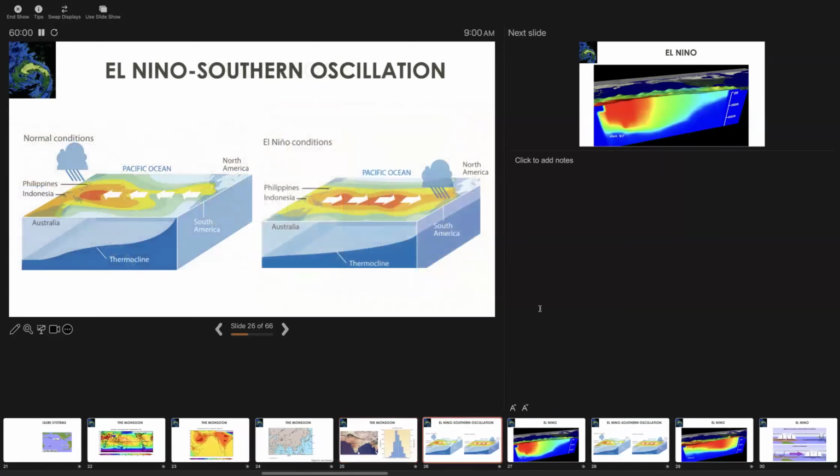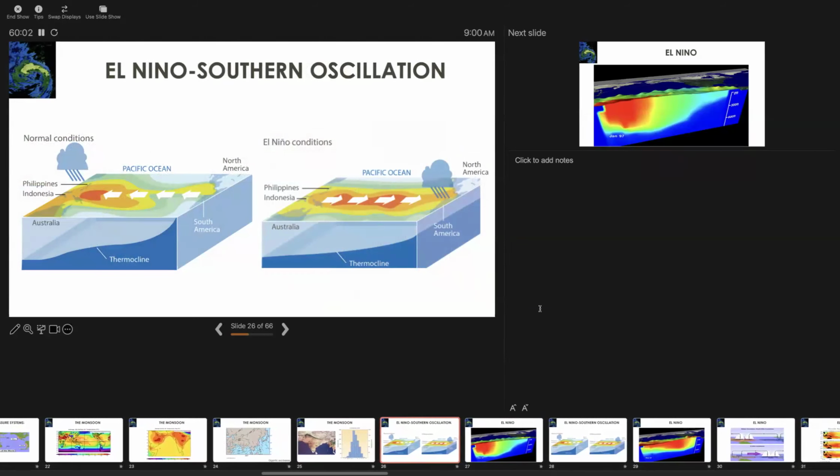The next thing on the list is this, and we're not going to get there today because we've got to talk about El Nino and the Southern Oscillation.